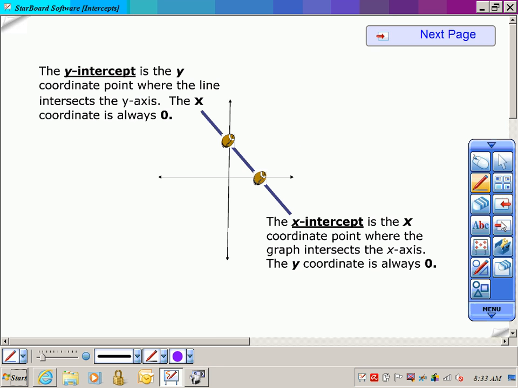So the y-intercept is a coordinate point where it intersects the y-axis. Like football, what is an interception? When you catch the ball, right? It's when you touch it. So when you're intercepting the y-axis, it's where that line is going to touch the y-axis.